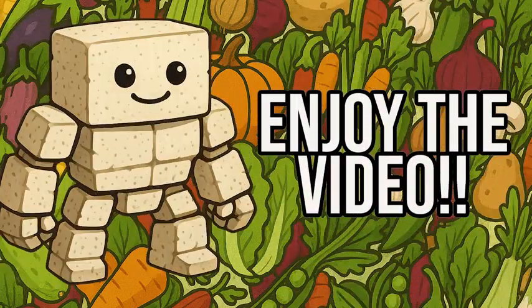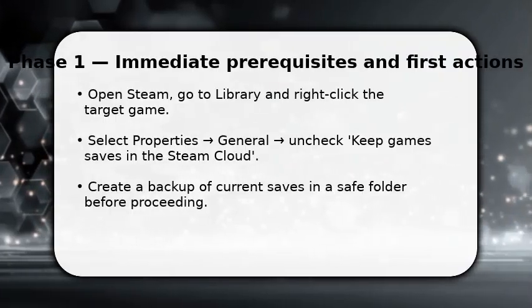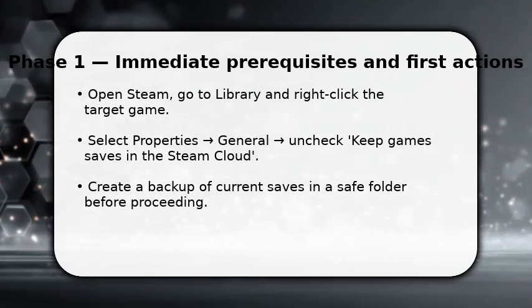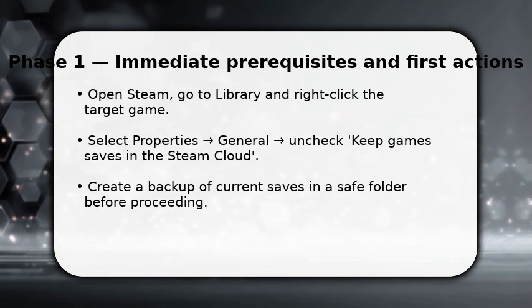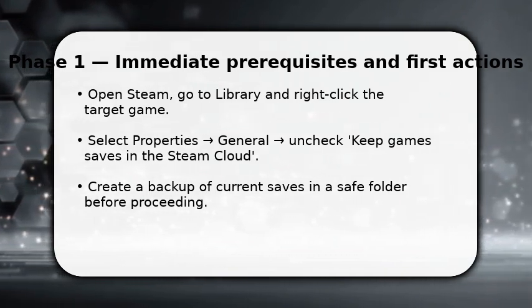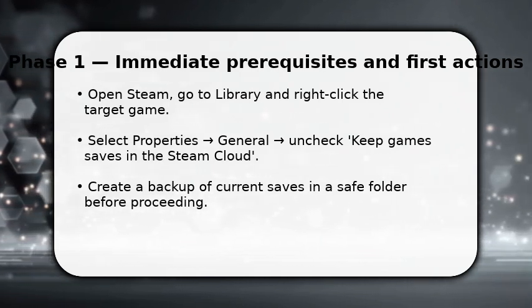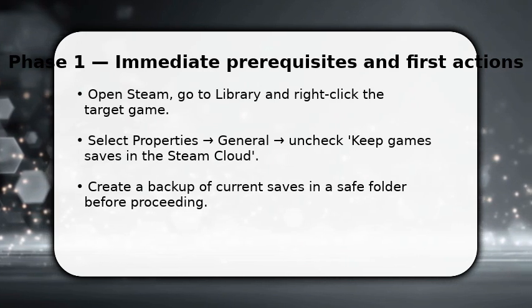You begin by stopping automatic syncing so local files won't be overwritten. First, open Steam and right-click the game in your library. Select Properties, then General. Uncheck the option labeled Keep Game Saves in the Steam Cloud that stops further uploads.